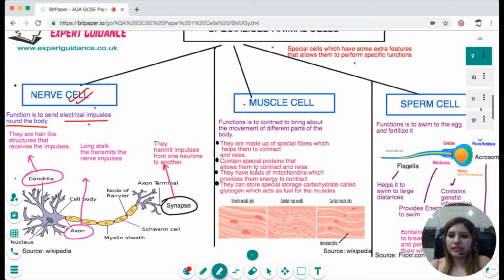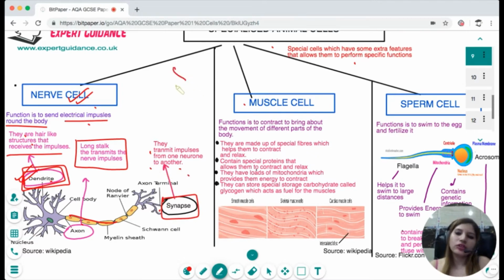And in this nerve cell, what we have is that the nerve cells have dendrites. Now, what are these dendrites? These dendrites are the hair-like structures that receive the impulses. Then it has a long stalk called the axon. This axon transmits the nerve impulses, and at the end you have the synapse. Now, what is a synapse? They transmit the nerve impulses from one neuron to another. So the structure goes like this. It has a nucleus, hair-like structures, a long stalk, and at the end it has the synapse.